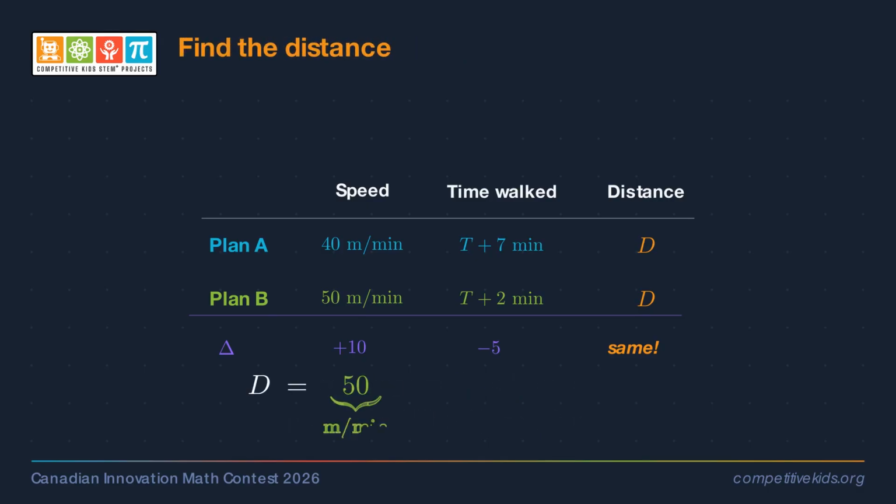Now find the distance. Plan B walks at 50 meters per minute for 20 minutes. So the distance is 50 times 20. That is 1,000 meters. The rescue center is 1,000 meters from her home.